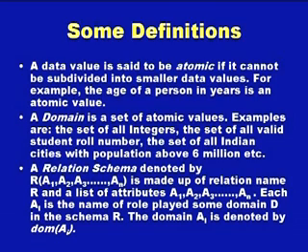Similarly, a relation schema or a relational schema is denoted by a schema name, that is in this example shown by the name R, and a set of attributes, in this example shown by A1, A2 until An. And each attribute has a specific value that lies within the domain specified as domain of Ai.